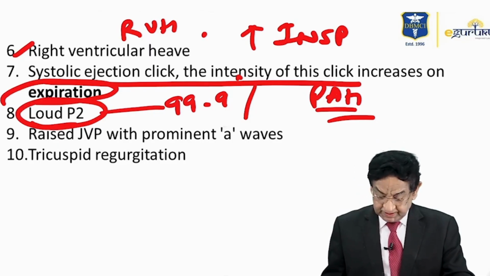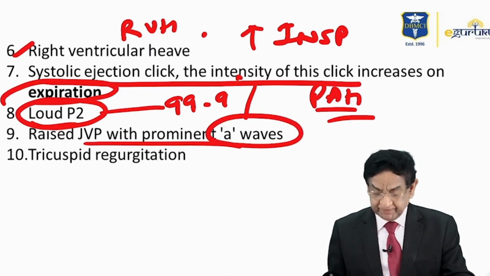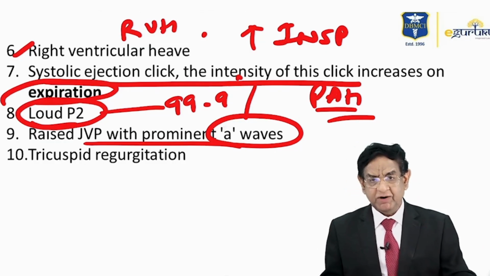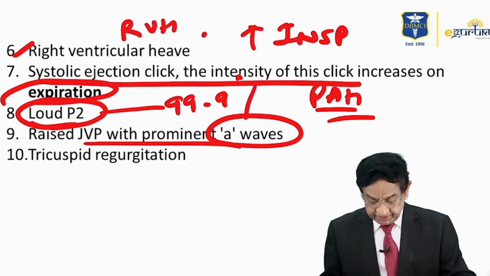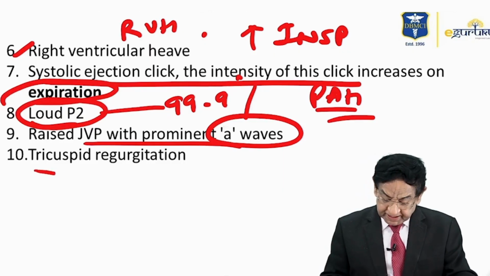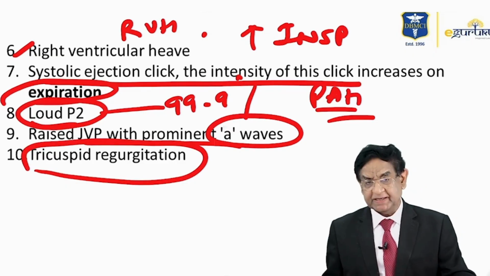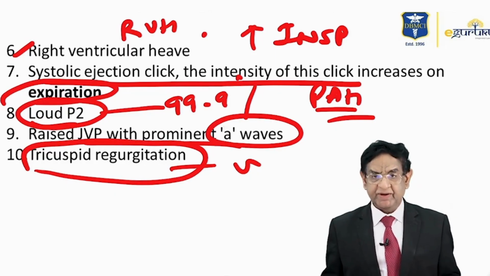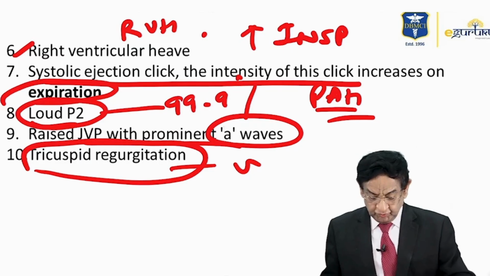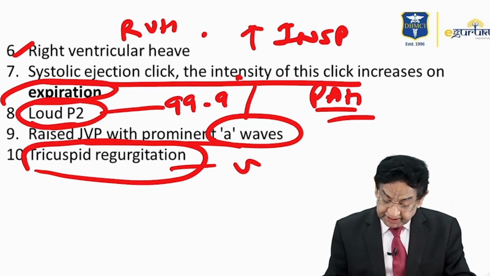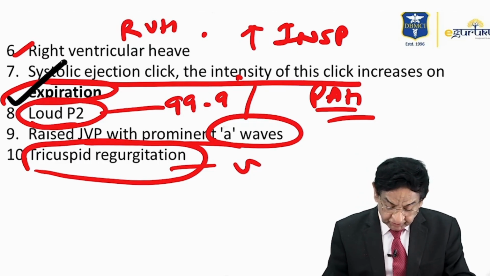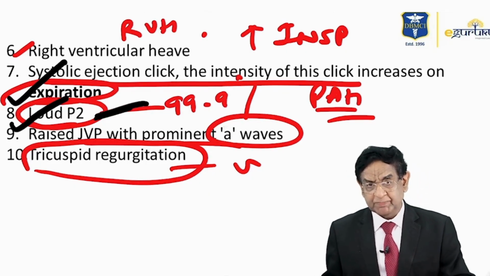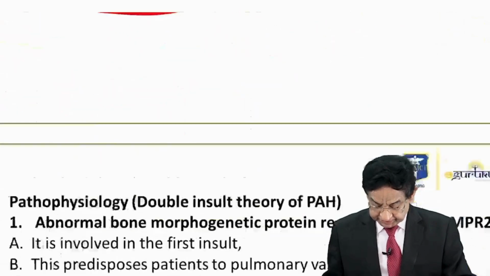Okay. Raised JVP with prominent A wave. Definitely the atrium has to contract against a very stiff wall and that leads to a prominent A wave. And there can be tricuspid regurgitation. Again, back pressure. In such cases, you will start getting a prominent V wave also. Well, friends, the keyword to remember here is loud P2, the single most important point that you have to remember about PAH.